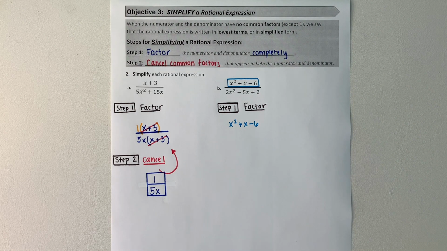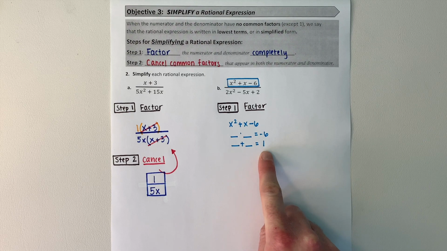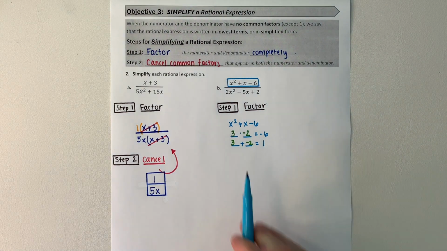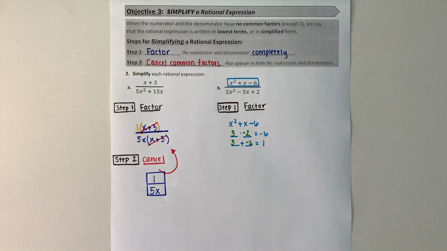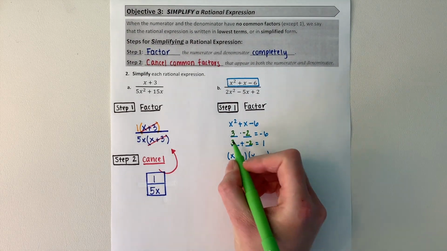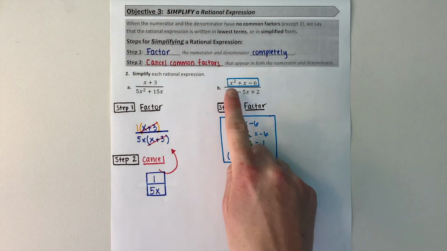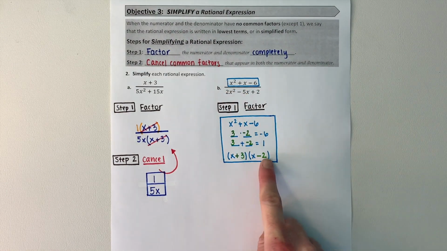To factor this numerator, we first check for a greatest common factor. There is no greatest common factor. So next, we need to find two numbers that multiply to give us negative 6 and then add to give us 1. Those two numbers are 3 and negative 2. So now let's write our answer in factored form. We'll start with our parentheses. We'll put an x in the first position in each parenthesis, and then we'll put a plus 3 in one parenthesis and a minus 2 in the other. Now we factored the numerator right here.